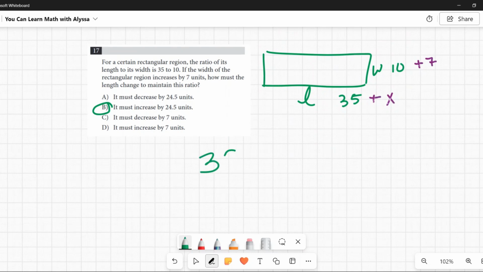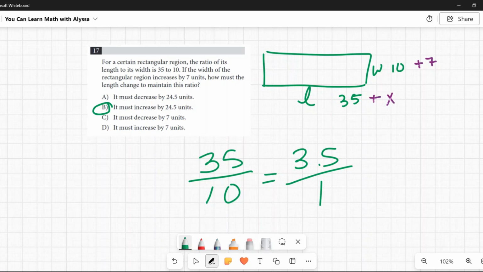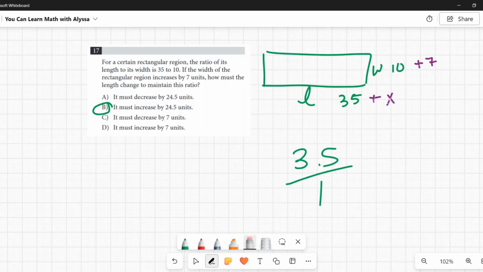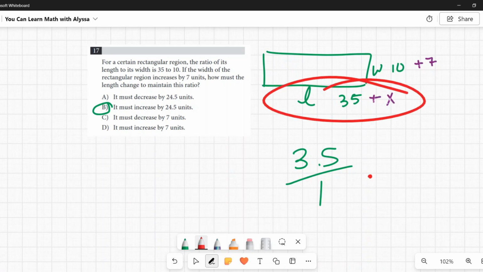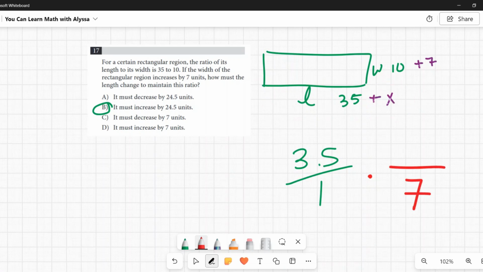So it's 35 to 10, or I would even simplify that just to make it really simple. Not in the strict way we simplify fractions, but just so it's more of a quick ratio, like 5 to 1, 6 to 1. If I divide them both by 10, I would get 3.5 to 1. So this is a ratio of 3.5 to 1. If the width is increased by 7, now I'm just thinking about not the actual full length, but the increase. I'm isolating the increase. So it was increased by 7.